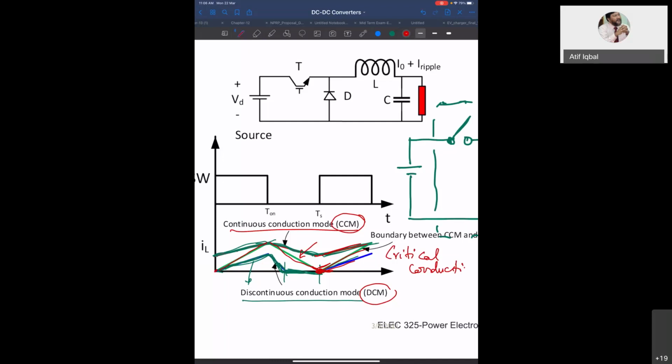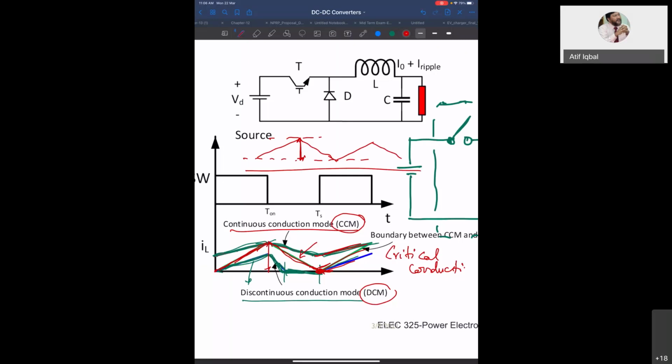Okay. Now you see, when the converter is operating in the boundary condition between CCM and DCM, or critical condition, the ripple in the current will be highest. If it is the continuous conduction mode, then the ripple is this. This is the current ripple. Okay, and your zero is somewhere here.